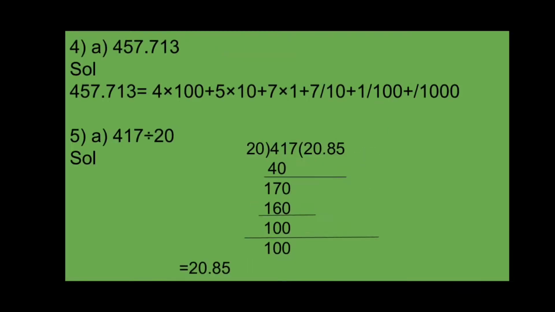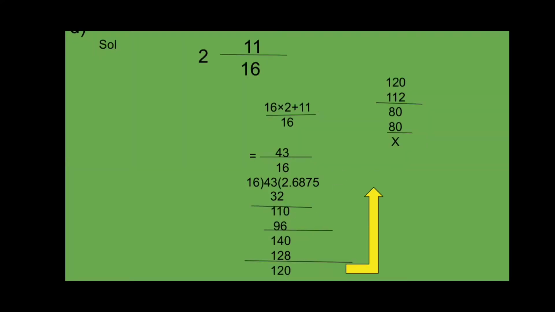Another question from the same question. This can be written in this format: 43 divided by 16. The division does not end here, it goes up to this. So the remainder you will get is 0 and the quotient you will get is 2.6875.